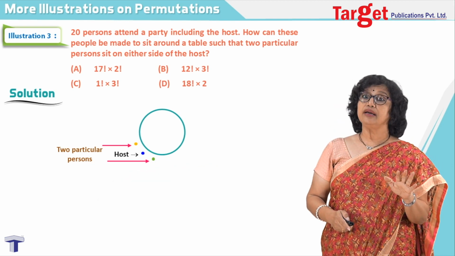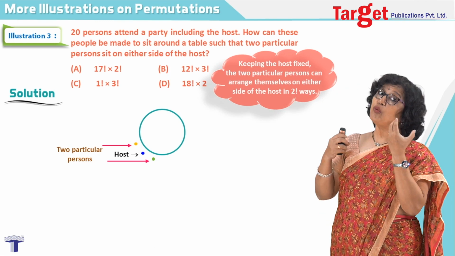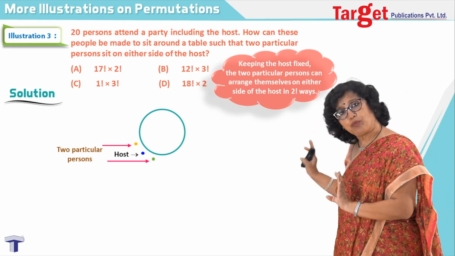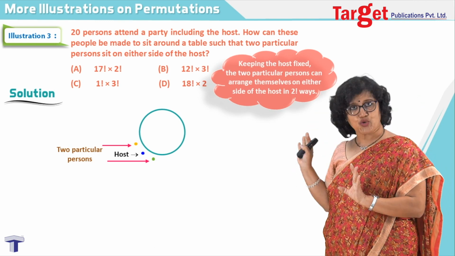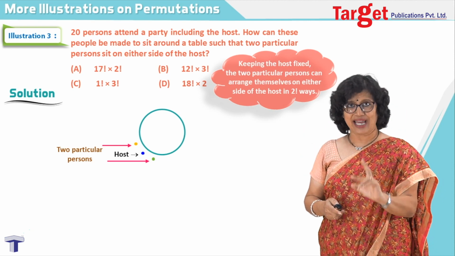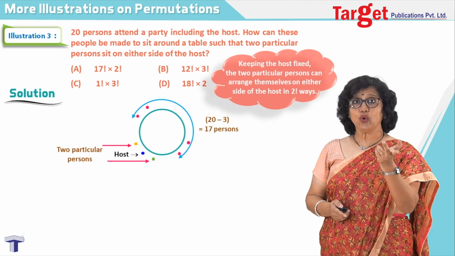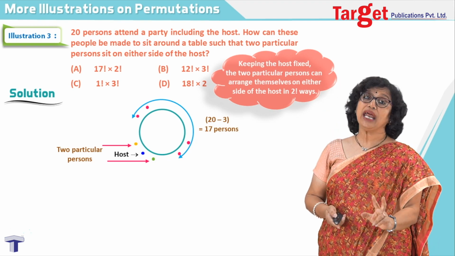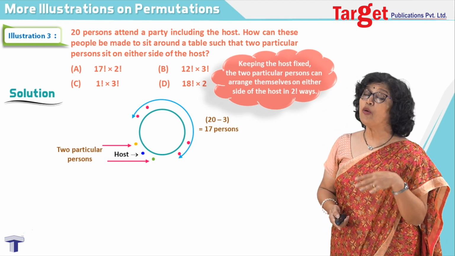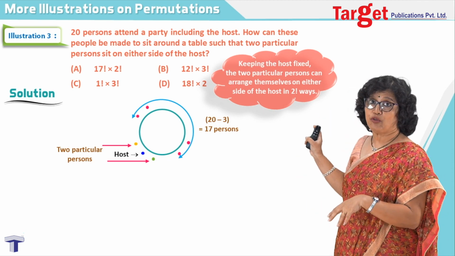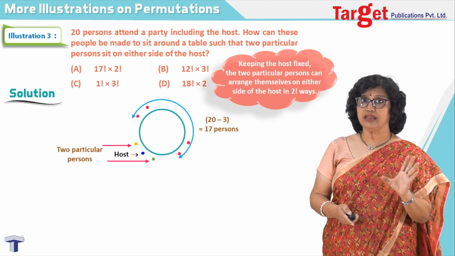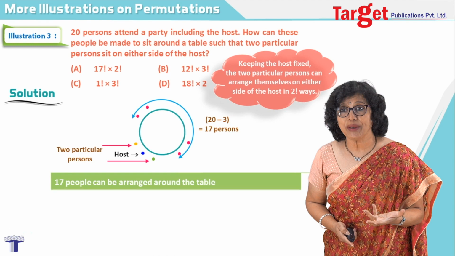Okay? And next is what? Once the host is fixed, those two particular people who want to sit next to him can choose their chairs in two ways, right? So that arrangement of two particular people will go in 2 factorial ways. Now, how many people are remaining? Remaining people would be 20 minus 3, so 17. So now these 17 people are to be arranged.